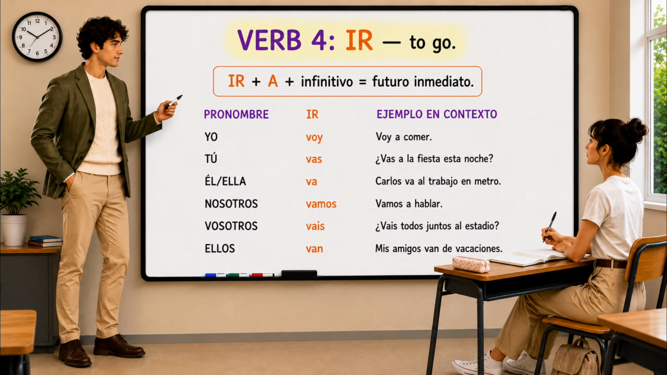Voy a comer. I'm going to eat. Vamos a hablar. We're going to talk. Mis amigos van de vacaciones. My friends are going on vacation. This structure lets you talk about the future without learning a single new conjugation.